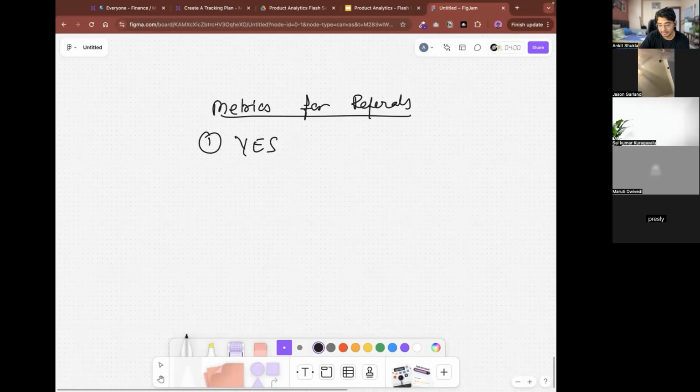Why have we started referral? Tell me, guys, what is the purpose of building referral? Why are we doing this? Number of users. Growing the number of users, right?